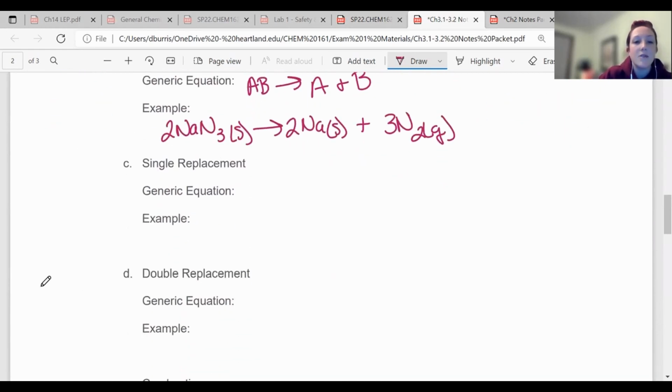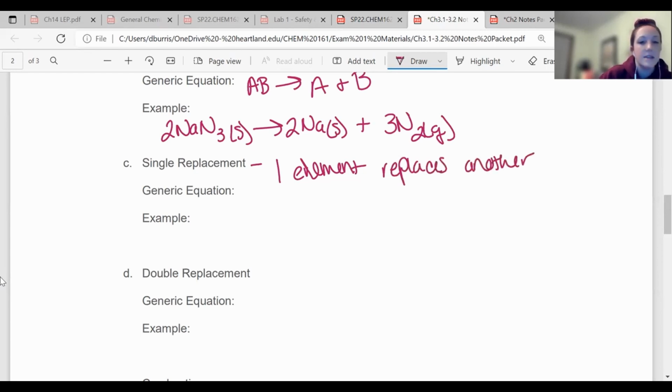Okay. Next, we have replacement reactions. A single replacement is when one element switches places with another element. So one element replaces another. The generic equation would be I have an element and I have a compound, and my A and B are going to switch places. So now A is going to be with C and B is going to be by itself.